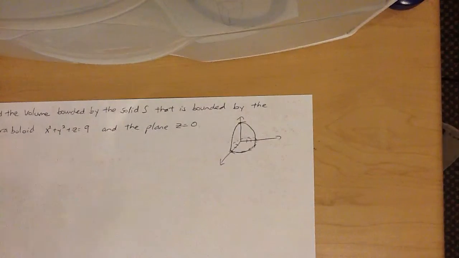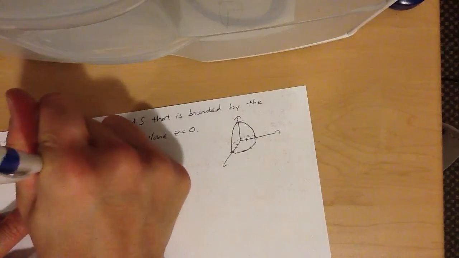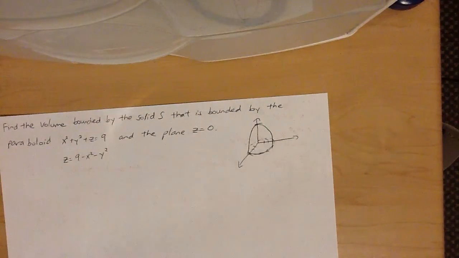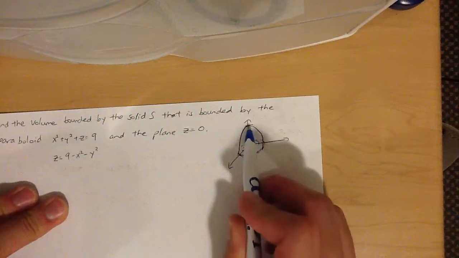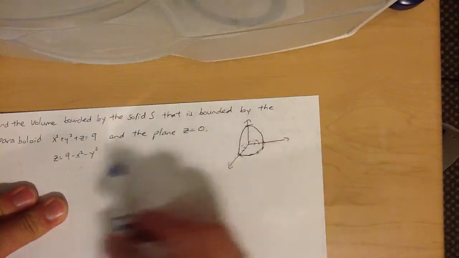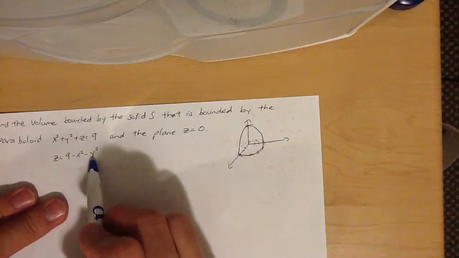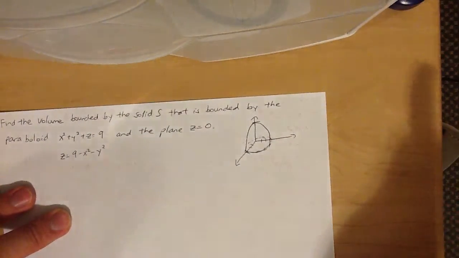Okay, so how do we set up this integral? Well, we can write this as z equal to 9 minus x squared minus y squared. So obviously your z bound is going to be from the plane z equals 0, that's the least, all the way up to the top of this paraboloid, which is z equals 9 minus x squared minus y squared. Now, is there an easier way to do this? Yes, there is.